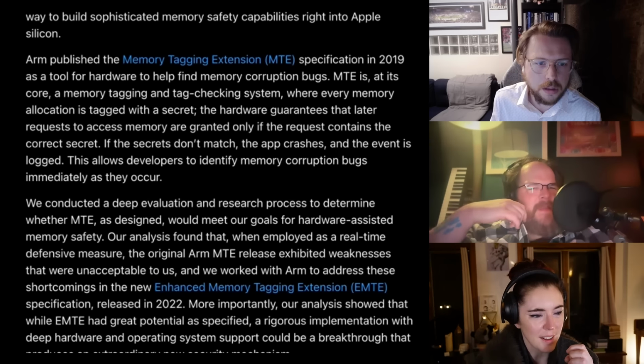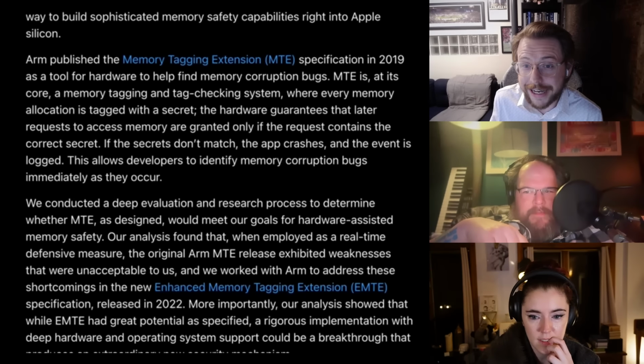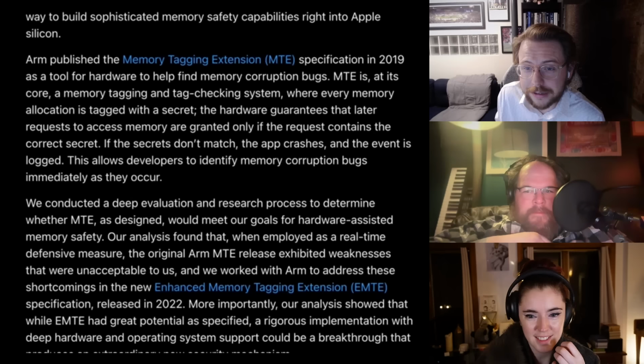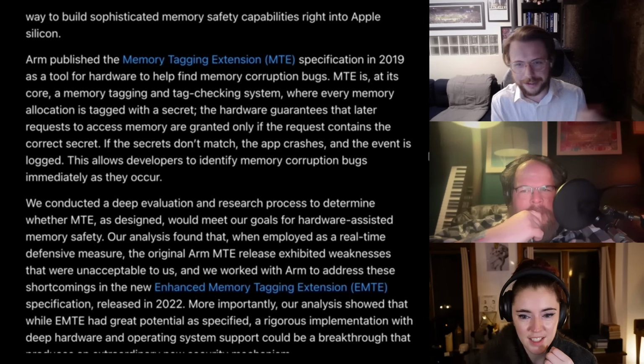Memory tagging and tag checking system. Every memory allocation is tagged with a secret. This is sort of similar to the PAC signatures, except in a cryptographic sense, they're probably closer to MACs or whatever. Well, hold on, MTE tags are tiny, right? Yeah, an MTE tag is just a 4-bit number. So you've got your 64-bit pointer, and then somewhere else there's a 4-bit number associated with that pointer.